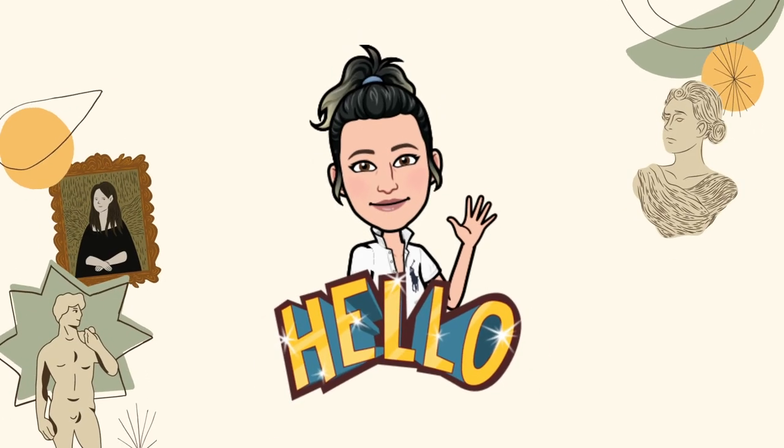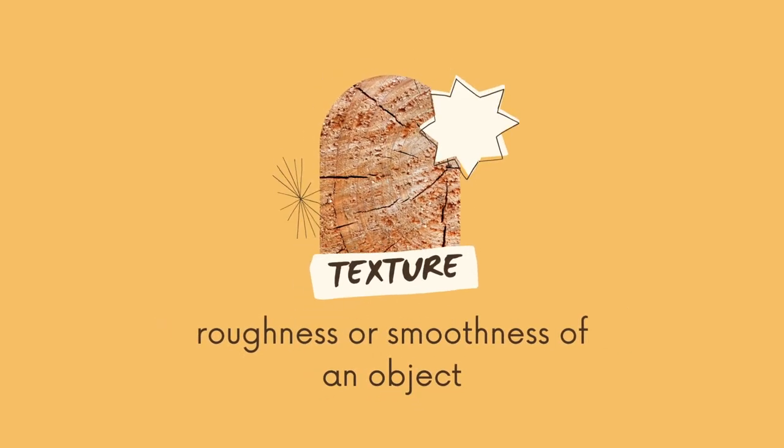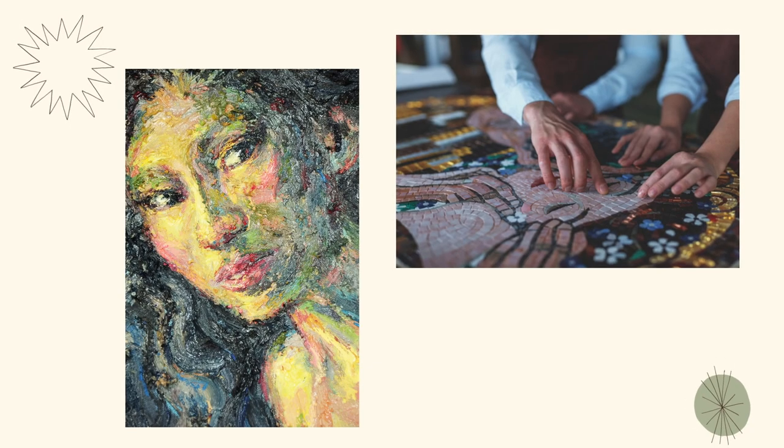Hello learners! Today, we're going to create an artwork showing the element of texture. Texture is the roughness or smoothness of an object. This element is used in art to make your work more realistic. Using lines or shapes, you can change the texture in your artwork.